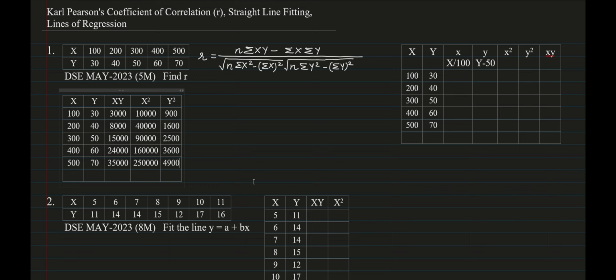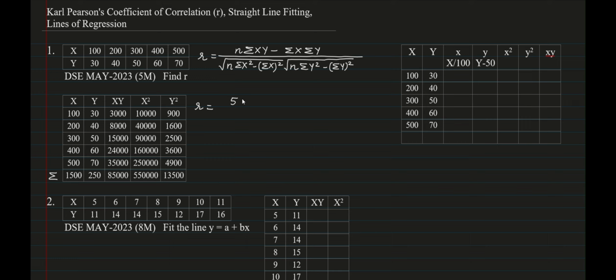Now let's calculate the summation. 1 plus 2 is 3, plus 3 is 6, plus 4 is 10, plus 5 is 15, so 1500. 3 plus 4 is 7, plus 5 is 12, plus 6 is 18, plus 7 is 25, so 250. 3 plus 8 is 11, plus 15 is 26, plus 24 is 50, plus 35 is 85, so 85,000. 1 plus 4 is 5, plus 9 is 14, plus 16 is 30, plus 25 is 55, so 5,50,000. 9 plus 16 is 25, plus 25 is 50, plus 36 is 86, plus 49 is 135, so 13,500. So let's substitute all these values in the formula.